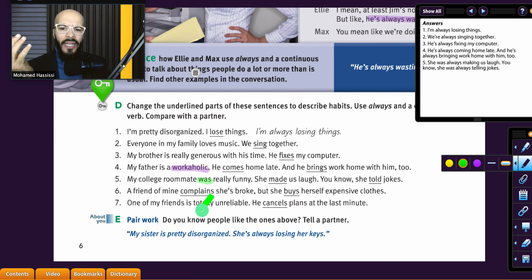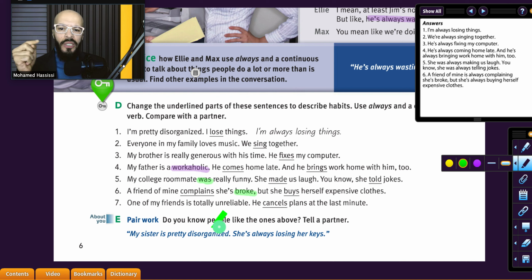A friend of mine is always complaining she's broke, but she's always buying herself expensive clothes. You see? So this is a habit on the part of this friend of hers or his. This lady is always complaining. It's her habit to complain she's broke. And by the way, if you're wondering, broke means someone who has no money. Doesn't mean poor, there's a difference. Broke is a person who is temporarily short of money, temporarily has no money, empty pockets. You say, I'm broke. But she is always buying herself expensive clothes. What do you understand from that?